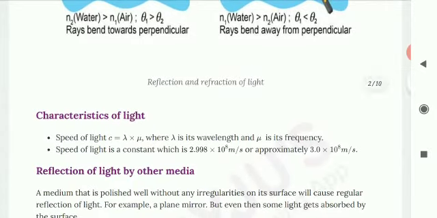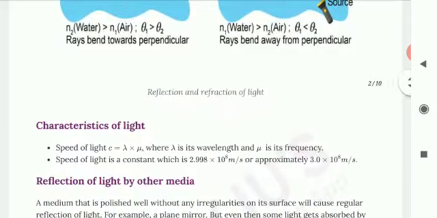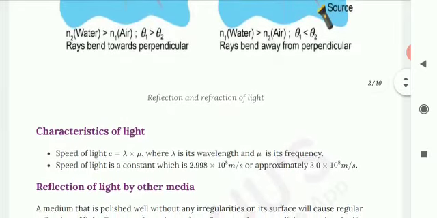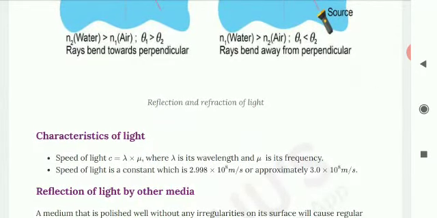Now, characteristics of light. The speed of light, as you know, is equal to 3 into 10 to the power 8 meter per second, or 2.998 into 10 to the power 8 meter per second. This speed of light is given based on its speed in air.